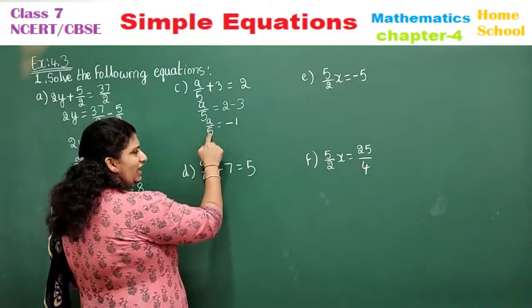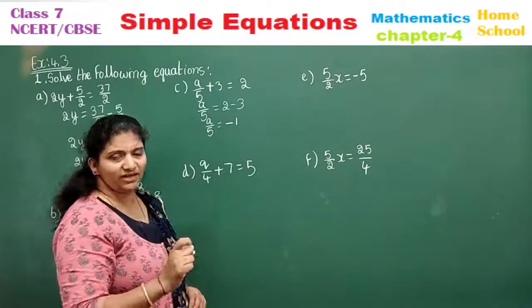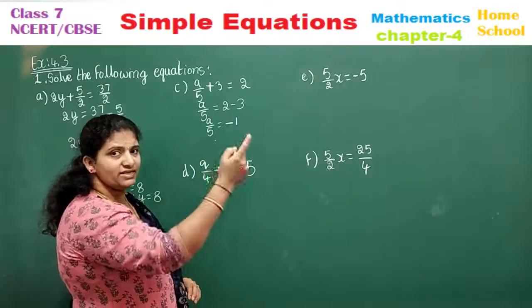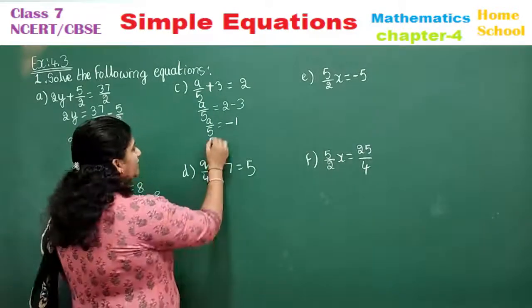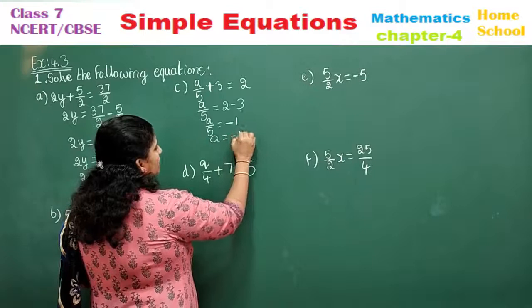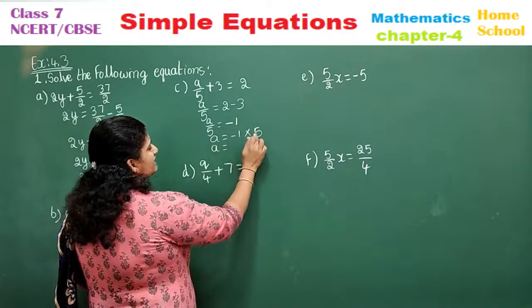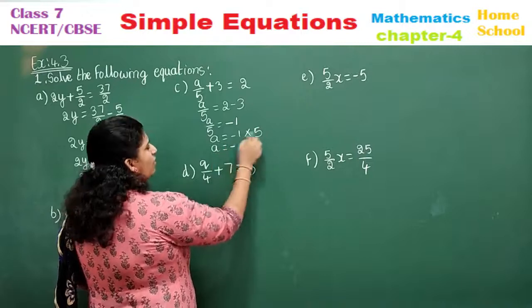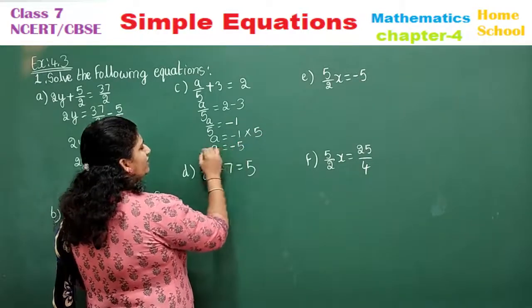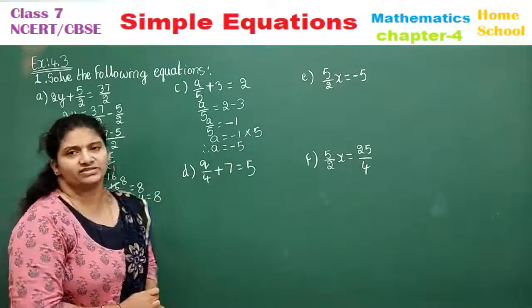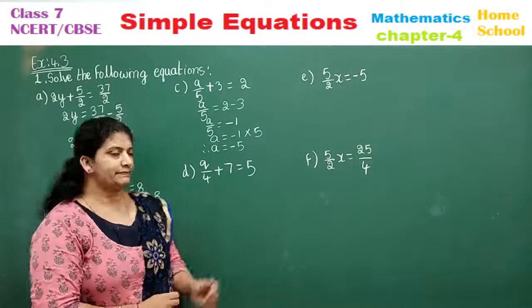Now, other than a, 5 is divided. This 5, send to the other side, it will be multiplied. a is equal to minus 1 into 5. a is equal to minus into plus, minus 1 into 5, 5. Therefore, a is equal to minus 5 is your answer.